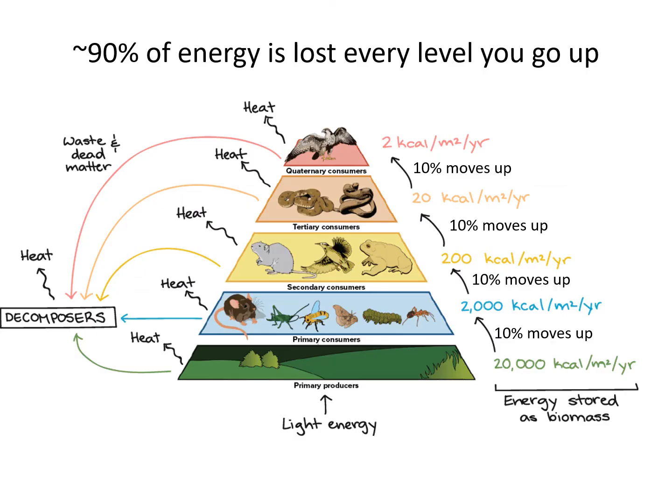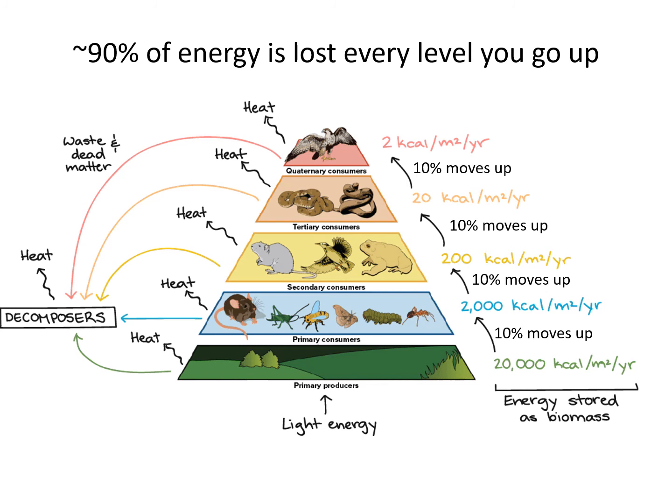So again, this is just another visual of how 90% of energy is lost every level you go. You have your primary producers. In this example, they have 20,000 kilocalories, and some of that's lost through heat, but then as the primary consumers eat that, only 10% moves up.